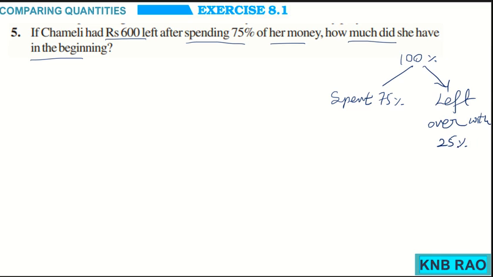This 25% is equal to 600 rupees. So, when 600 rupees is 25%, 100% must be 4 times of 600, that is 2400. How did I say 4 times? 25%, 4 times of 25 gives 100. So, 600 is 1 time, that means 4 times is 600 4s are 2400. That is the money that she has before spending at all, that is in the beginning.